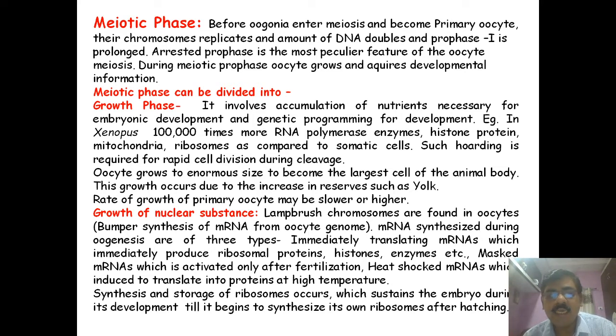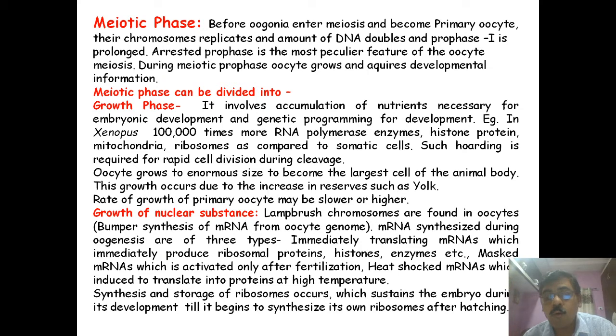The meiotic phase can be divided into the first phase, that is the growth phase, which involves the accumulation of nutrients necessary for the embryonic development and the genetic programming for the development. Example, in Xenopus, 1 lakh times more DNA polymerase enzymes, histone proteins, mitochondria, and ribosomes are found as compared to the somatic cells or the body cells. Such holding is required for rapid cell division during the cleavage.